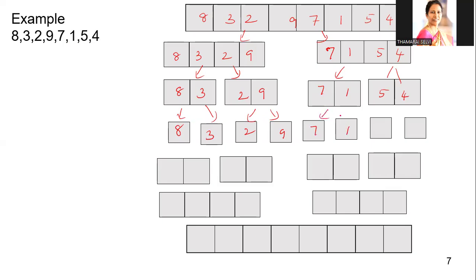Now we have single elements in the array. So now 8 and 3 will be compared, giving 3, 8. And here 2, 9. Then 1, 7, and here it divides 4, 5. Then this 3, 8 array contains 2 and the other contains 2. These will be compared, and we'll have 2, 3, 8, 9. Here also you have 1, 4, 5, 7.